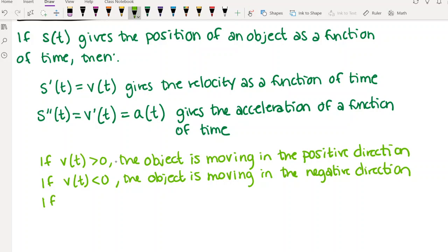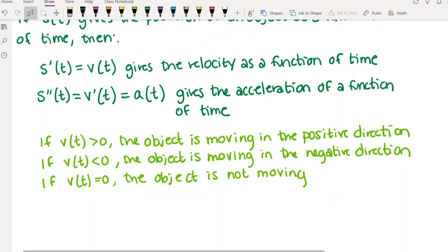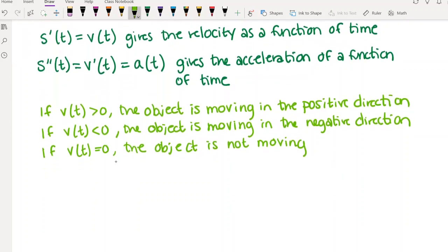And then we also said that if the velocity equals 0, the object is not moving. And that doesn't mean that it's really stopped. Usually it's just a moment of motionlessness as it's changing direction. So maybe I'll say that it's usually thought of as a turning point between going forward and backward.